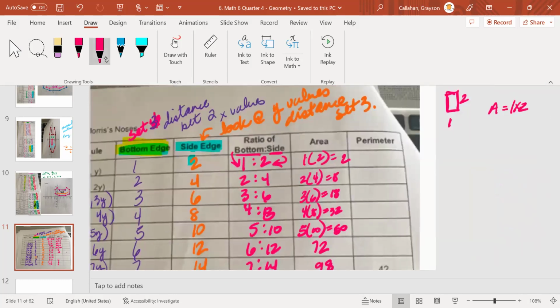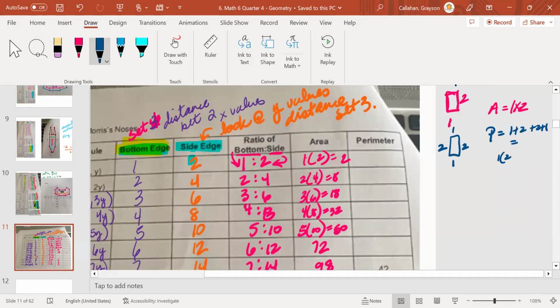Now, using the same one right here, if that was my area, how do I find my perimeter of this? So again, this is your 1, 2, 1, 2. What would be your perimeter? How would you find the perimeter? Why don't you just add everything together? Right? So 1 plus 2 plus 2 plus 1, right? Isn't that the same thing as saying 1 times 2 plus 2 times 2, which is 2 plus 4, which is 6?